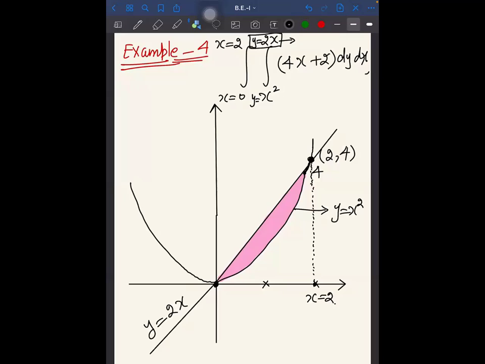Can you tell me what the constant limits of x are over here? Between 0 and 2. But if you see in those limits, y is varying from where to where? From here to here. y is not constant, right? So the lower limit of y is on the parabola and the upper limit of y is on the straight line. How can you check this?